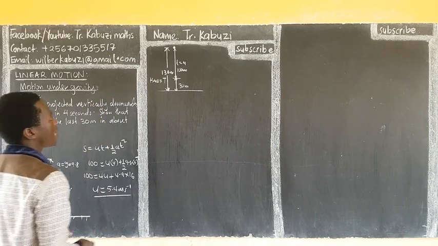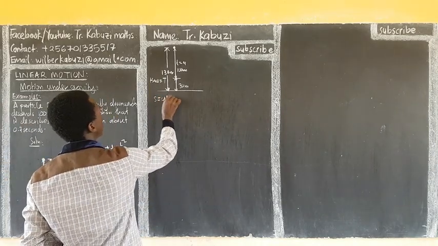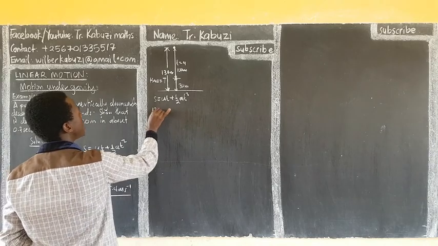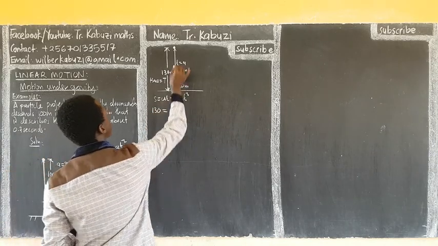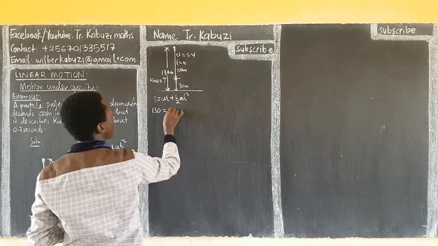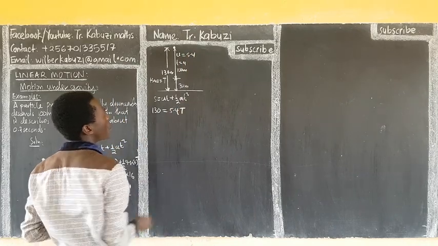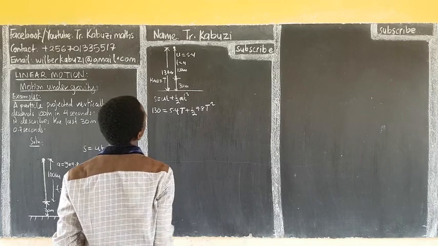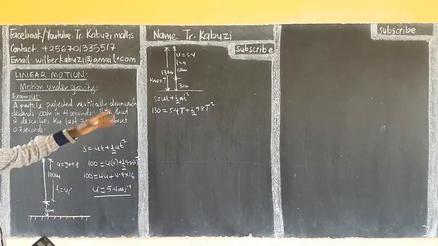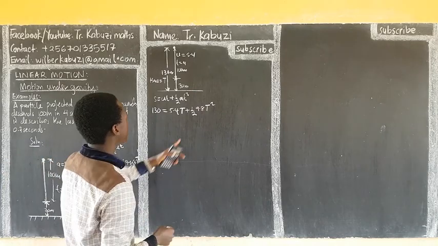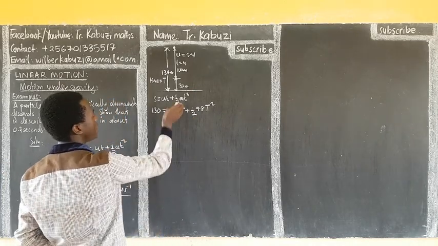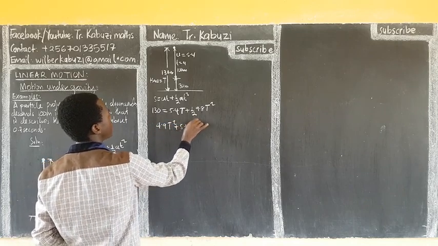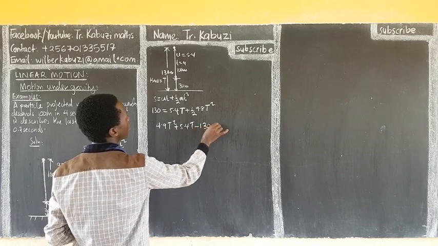So now what we have is s equals ut plus a half a t squared. Here I'm having 130 equal to my u, which is the same, 5.4, times T, then plus a half, 9.8, times T squared. So doing this, when I take everything to one side, I'll have 4.9 T squared plus 5.4 T minus 130 equal to 0.